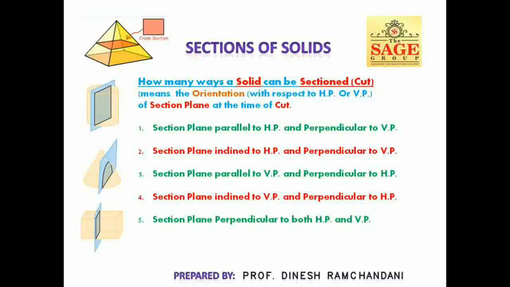There are 5 ways a section plane can cut a solid. Number 1, section plane parallel to HP and perpendicular to VP. Number 2, section plane inclined to HP and perpendicular to VP. Number 3, section plane parallel to VP and perpendicular to HP. Number 4, section plane inclined to VP and perpendicular to HP. The last one, number 5, section plane perpendicular to both HP and VP.